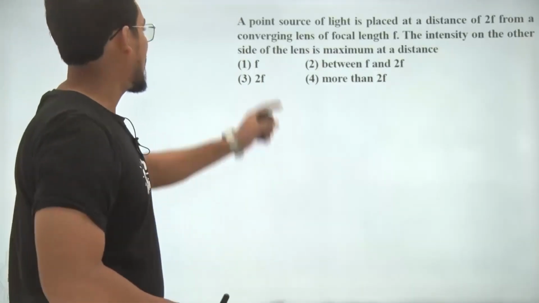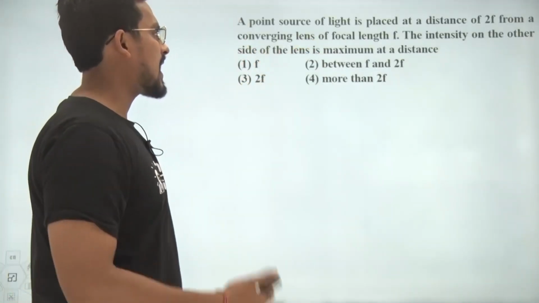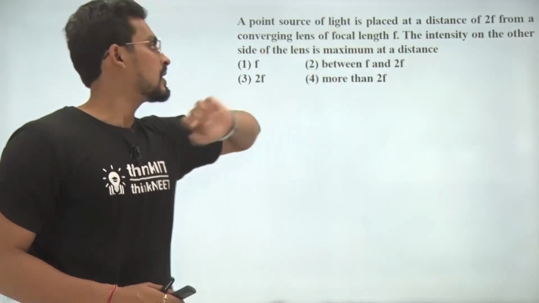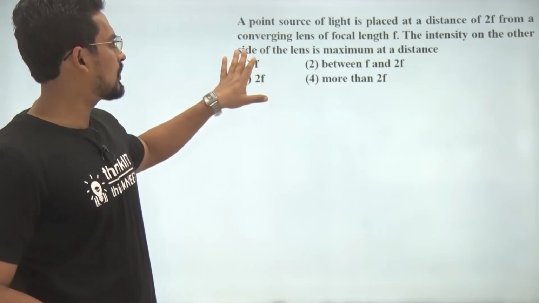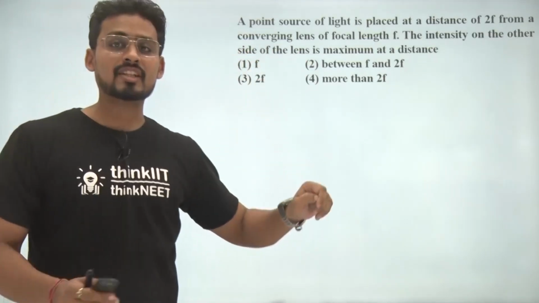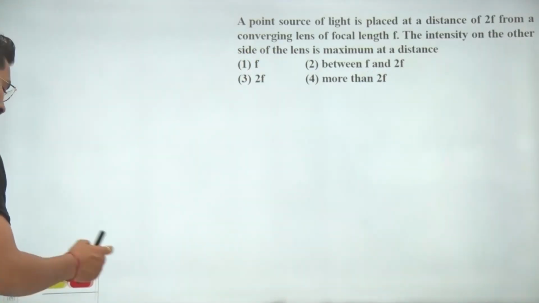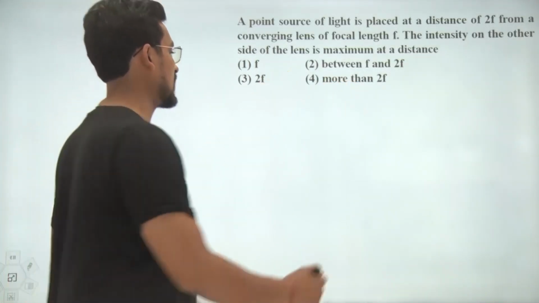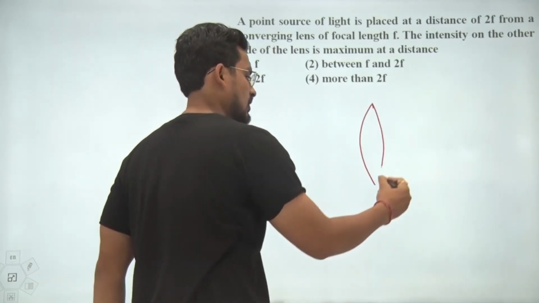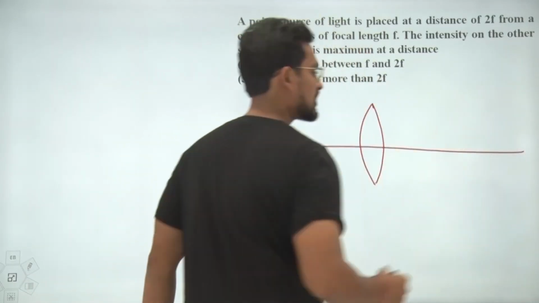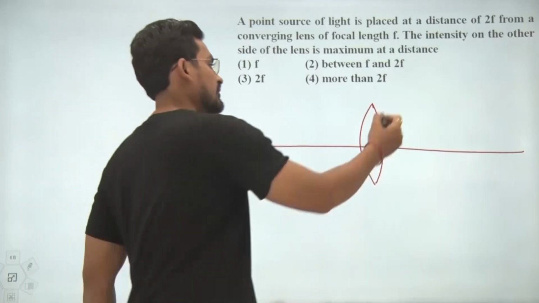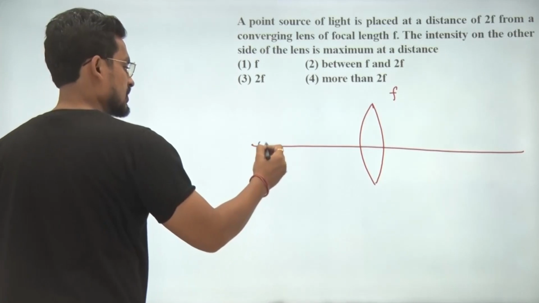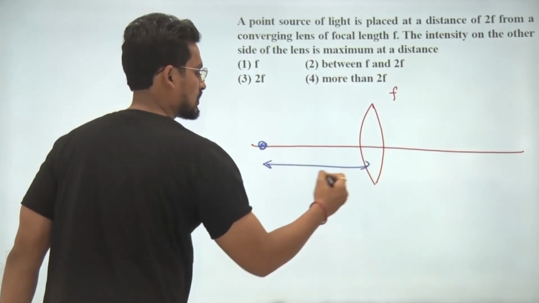Okay, so the question says that a point source of light is placed at a distance of 2f from a converging lens of focal length f. The intensity of the light on the other side of the lens is maximum at a distance of. To solve this question, let us first draw the diagram. Let us draw a converging lens, which is a biconvex lens, with focal length f, and I am placing a source at a distance of 2f as given in the question.